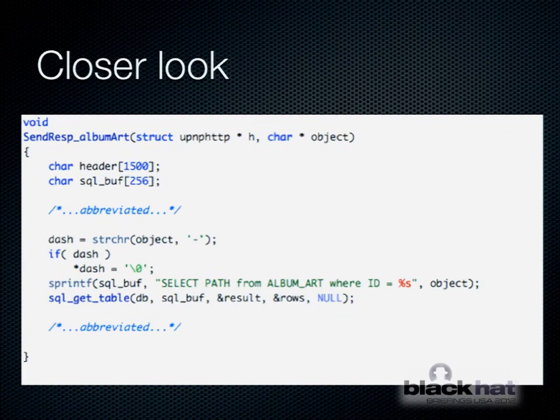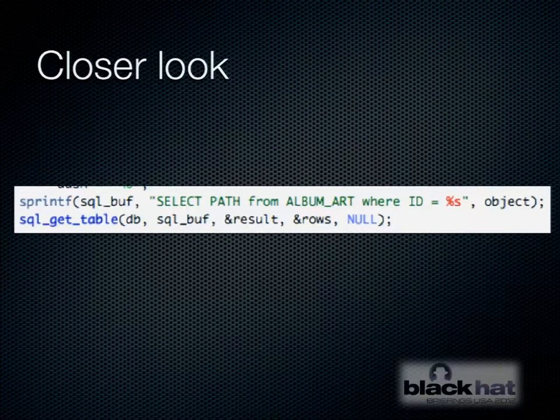What's happening in this function is when the DLNA client wants to browse album art, it sends an HTTP GET to the application. And then the application pulls out the numeric ID in the URL and passes that numeric ID into a SQL query. And then it pulls out whatever path is in the database that points to the album art and then serves that back up in response to the HTTP GET. Here's a closer look at what's going on here at this printf and then in the subsequent SQL query.